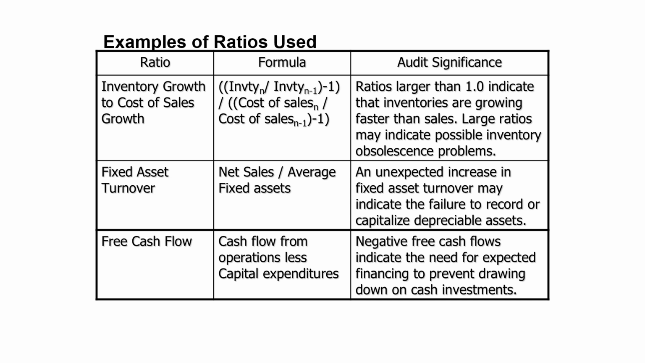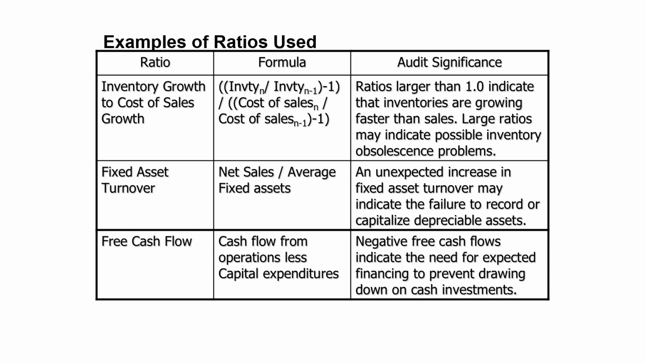In the case of fixed asset turnover, an unexpected increase in fixed asset turnover may indicate the failure to record or capitalize depreciable assets. In the case of free cash flow, negative free cash flows indicate the need for expected financing. It might mean that the company might look into debt financing in the future, or drawing down on cash investments. So there are implications to the ratios that we have seen.